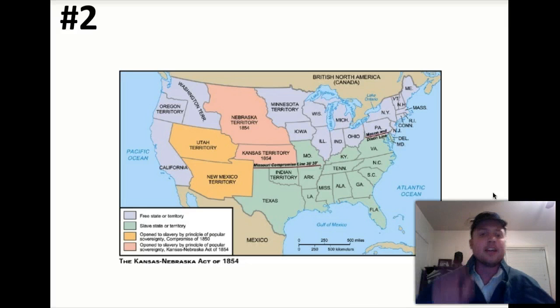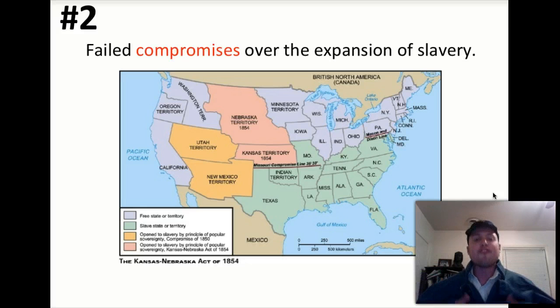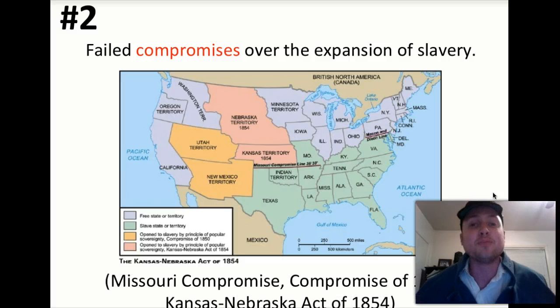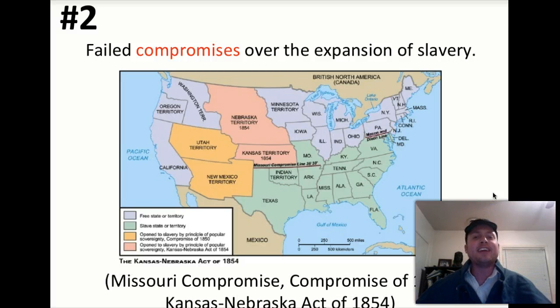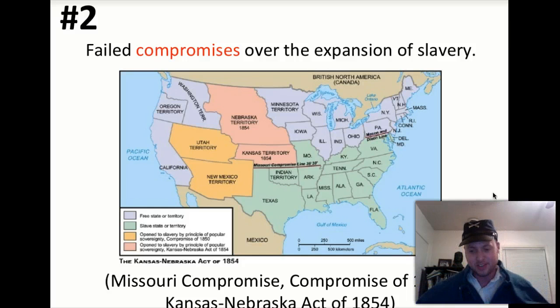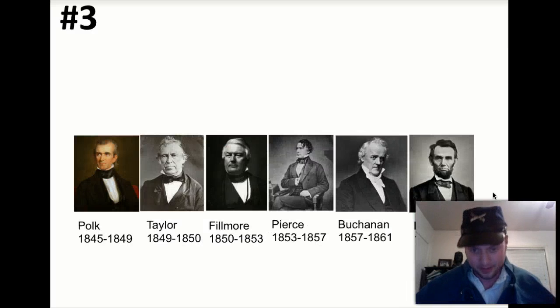States' rights. Now, another key were failed compromises over the expansion of slavery. Slavery was like a thing that the United States tried to sweep underneath the rug and hope Mom would never catch. And they tried this with the Missouri Compromise, with the Compromise of 1850, with the Kansas-Nebraska Act. But each one failed and failed and failed. So compromises over slavery did not work.